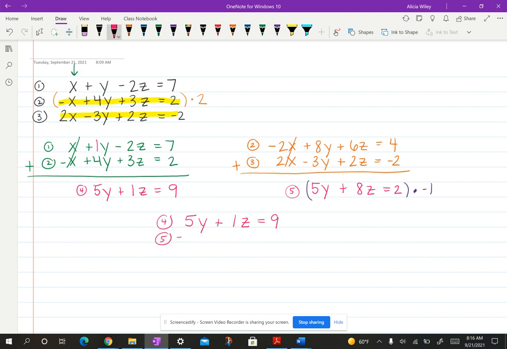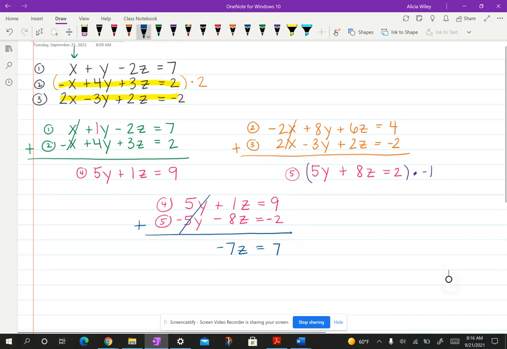Equation 5, we have -5y minus 8z equals -2. Now, if you're wondering where that equation 5 came from, it came from multiplying this -1 to every single term on both sides of the equation. The last thing that I'm going to do here to eliminate my y's is add the two equations together. You can see that the y's are now canceled, and I'm left with -7z equals 7.